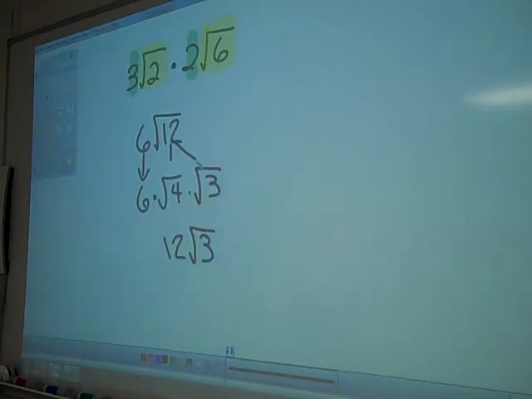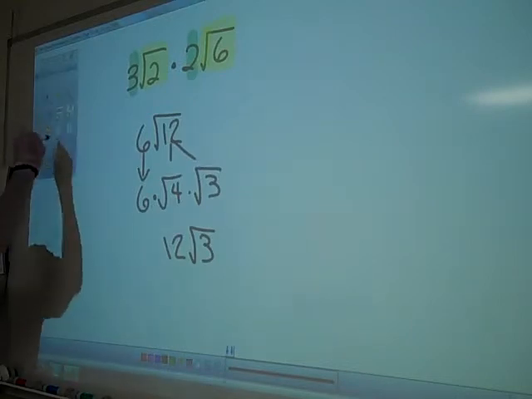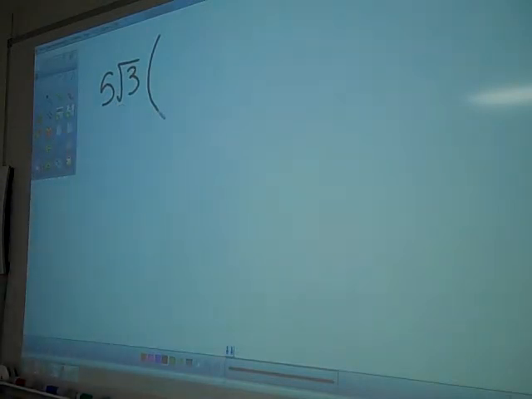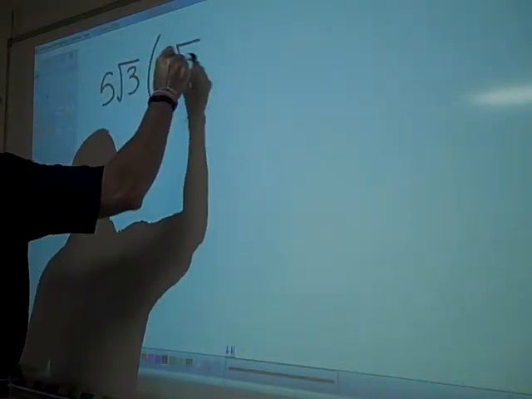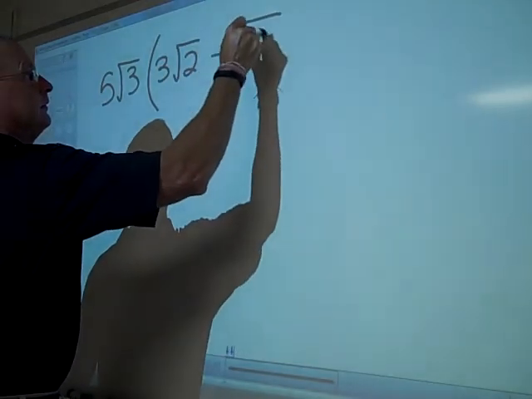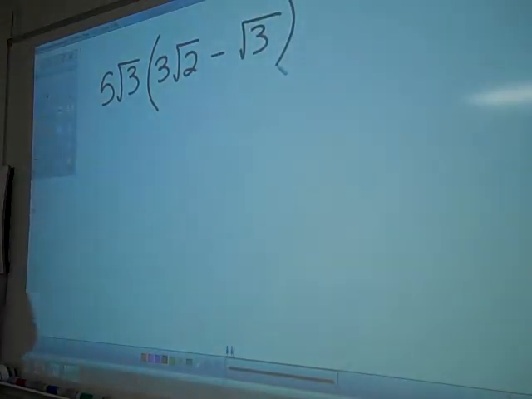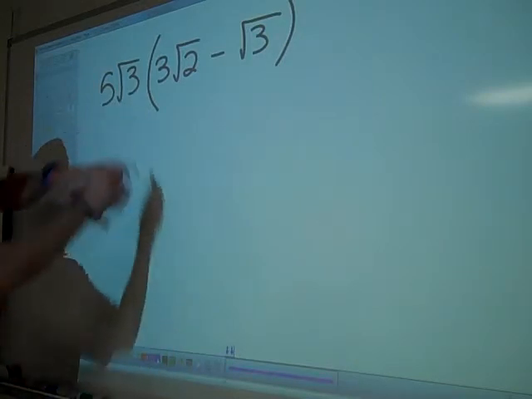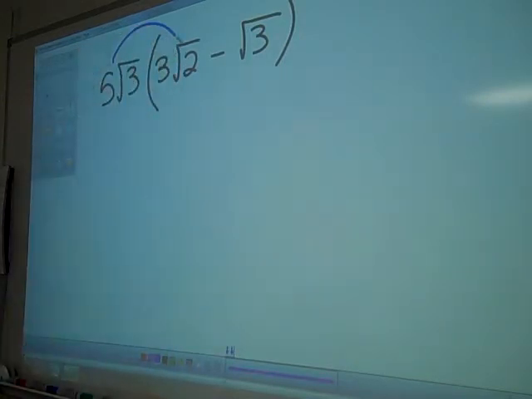Now I'm going to give it to you in a distributive property. I'll make it semi-difficult. 5 square roots of 3 multiplied by the quantity of 3 square roots of 2 minus square root of 3. Okay, the first term, who wants to give it a shot for me? Thank you, Garrett Lebaski, for volunteering.